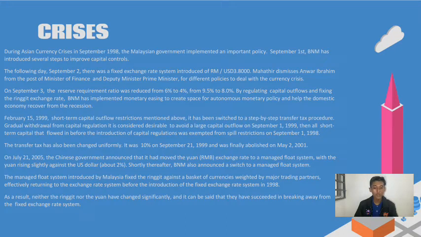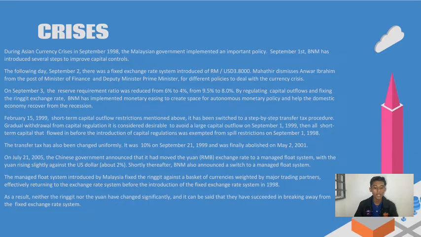On July 21, 2005, the Chinese government announced that it had moved the yuan exchange rate to a managed float system, with the yuan rising slightly against the US dollar. Shortly thereafter, BNM also announced a switch to a managed floating system.